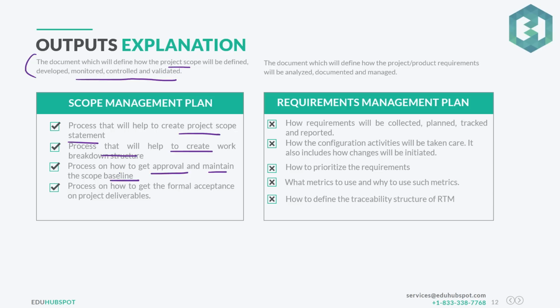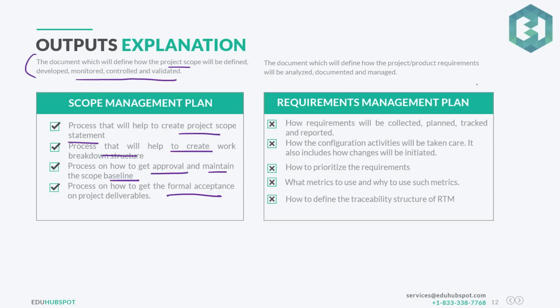Then the process on how to get the approval and maintain the scope baseline. If there are any changes to that scope baseline, how you will do it, will you follow a change control process or not? Once your baseline is established, you will always follow the change control process, but prior to that, it's not necessary to follow the change control process, whatever you have defined. Then how you will get the formal acceptance on the deliverables, making sure that your customer is checking the latest updated requirements document, which was finally approved. So you want to make sure there are no variances between what was asked and what you delivered.